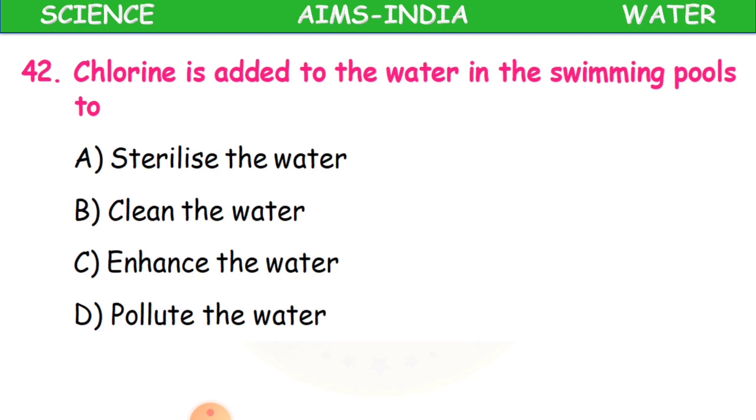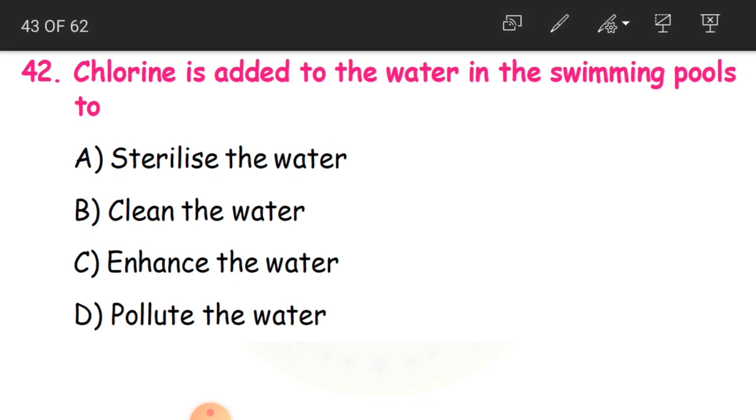Chlorine is added to the water in the swimming pools too. So we have learnt about chlorine, a chemical. What is that? It is going to purify the water. It is going to kill the germs in the water. So here we also add chlorine to the water in the swimming pools. Why do we add this? Whether to sterilize the water, or to clean the water, or enhance the water, or pollute the water. So option A is the correct answer, that is sterilize the water.